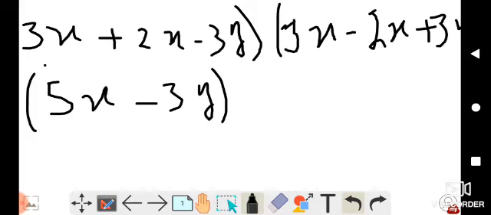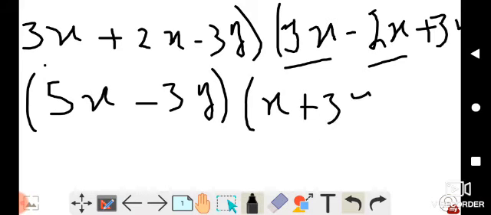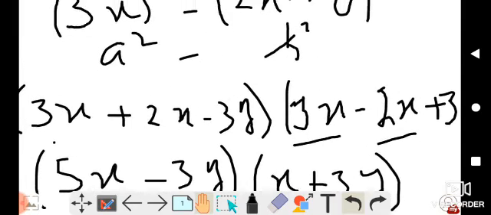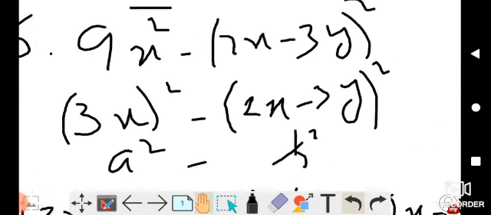And the other one, see now beta, here is 3x positive, here is 3x negative. Both of these cancel. So we cut 3 from 2. If we cut 3 from 2, 1 is remaining, so we don't write 1, we just write the variable x, plus now 3y is remaining, 3y. Okay, this is the answer of this question: 5x minus 3y in one bracket, and the other bracket is x plus 3y. So I hope beta you have understood this problem also.